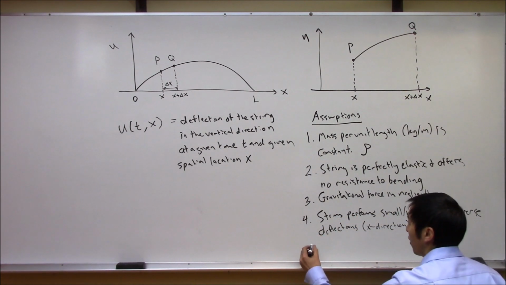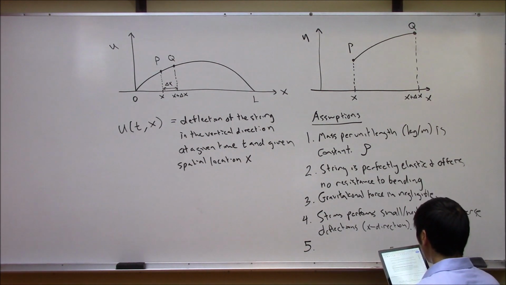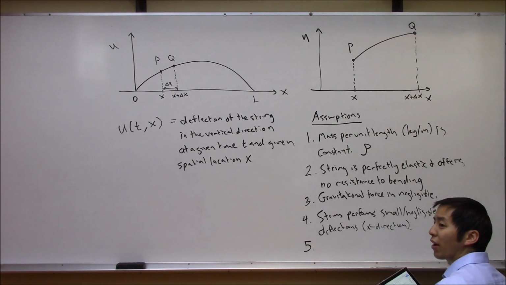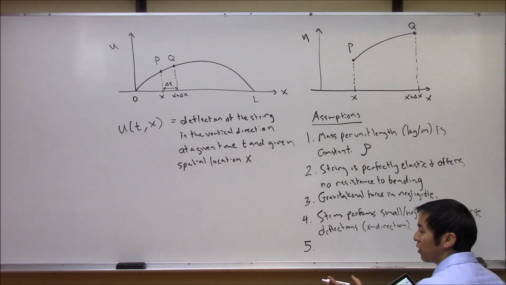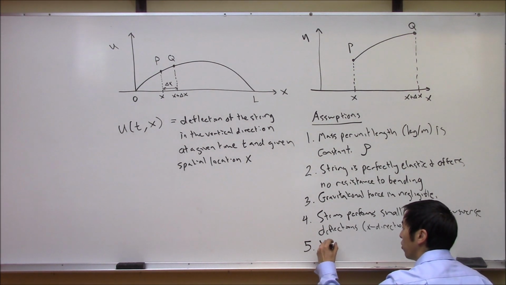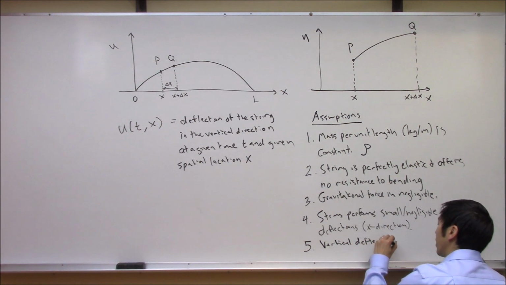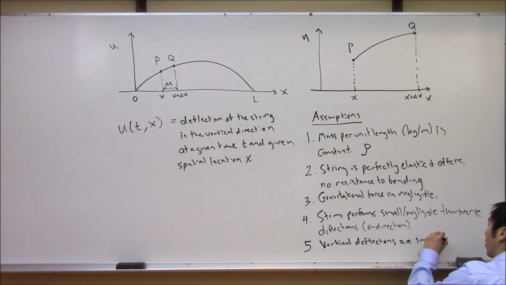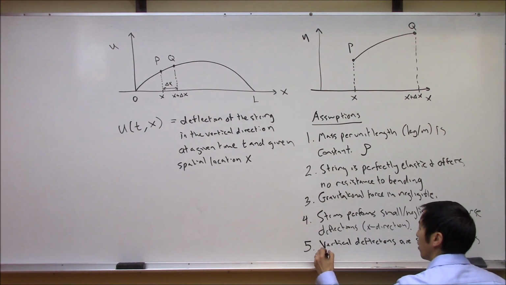So number 5, let's make our last assumption and then we can get down to this. Let's assume that the slope of this string is small at all times. So in other words, the vertical deflections are small enough. Let's write this down: vertical deflections, aka in the u direction, are small at all times, and therefore slopes are small.